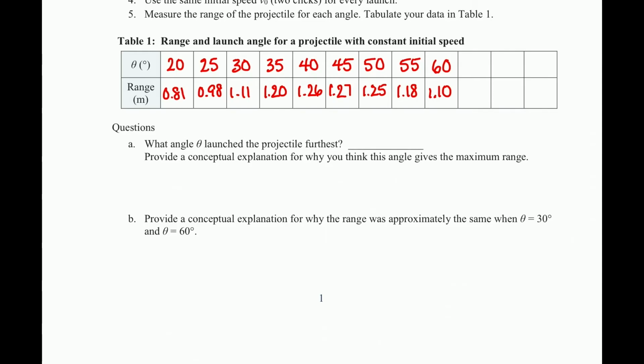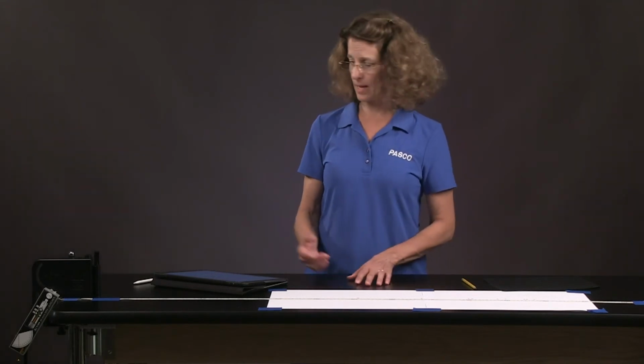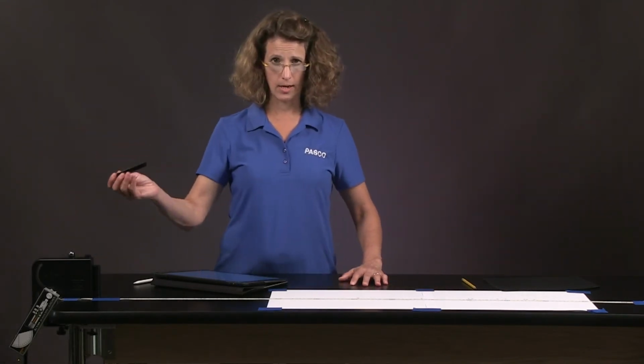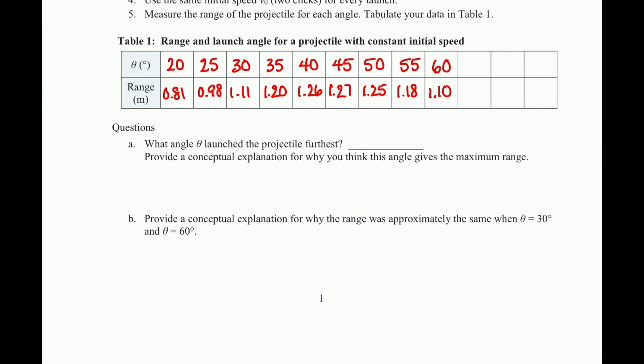As this data shows, students should try launching the ball at many different angles, including 30 and 60 degrees. It is important that students use the same initial speed for each launch by pressing in the same number of clicks each time. Your students can use their data from Table 1 to answer the questions for Part 1.